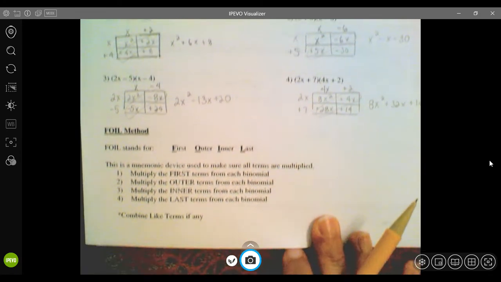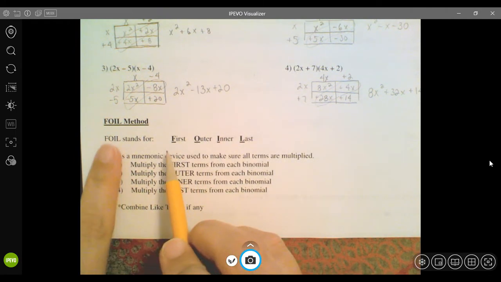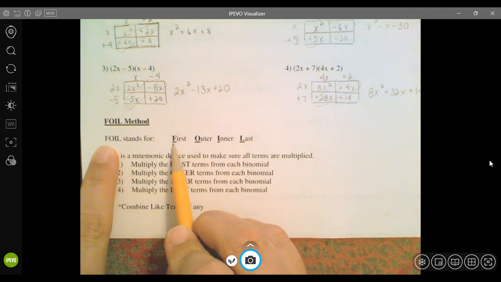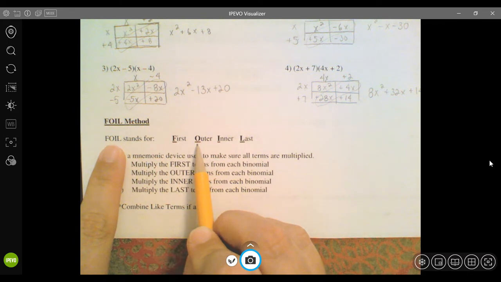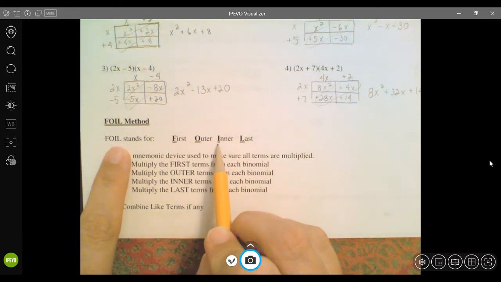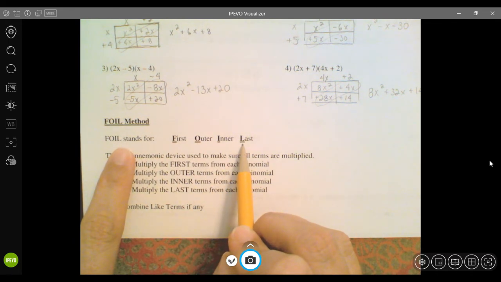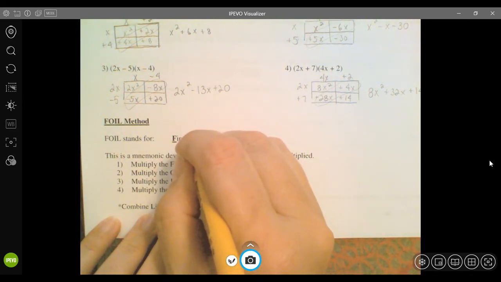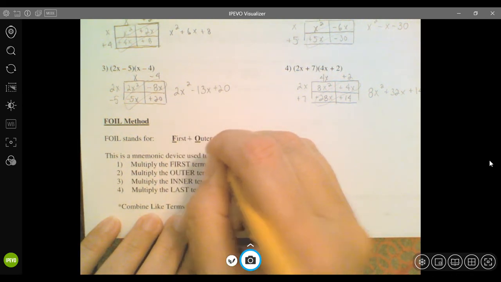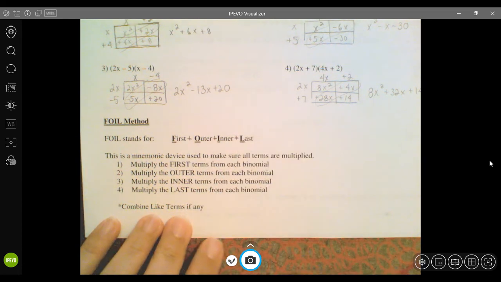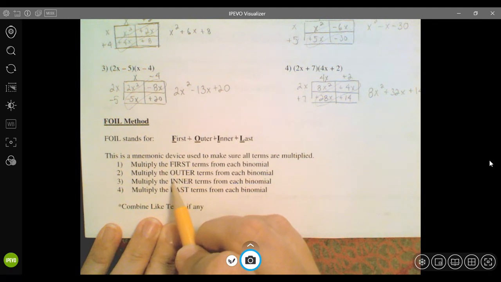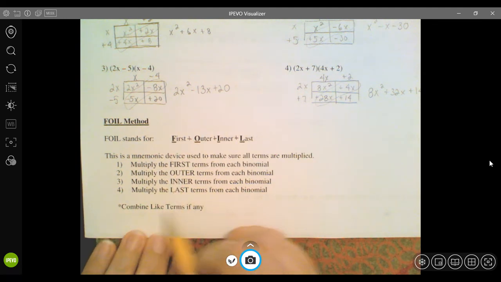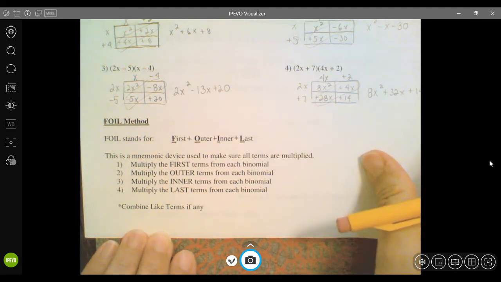method. FOIL is a mnemonic. So we're going to take the first terms and multiply them. We'll multiply the outer terms. We'll multiply the inner terms. And then we'll multiply the last terms. And what we're really going to do is combine any like terms that we have. So we have first, outer, inner, last. And then you combine any like terms. Okay? So let's see what that looks like.